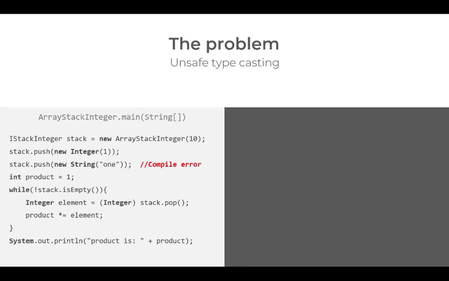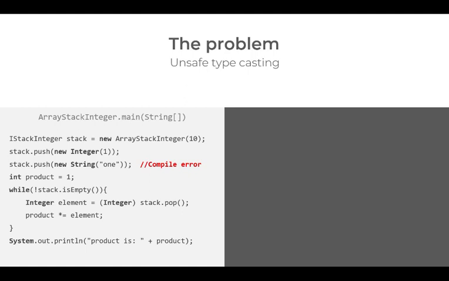So let's look at an example of using these two classes, the arrayStackInteger to start with. For example, I want to create an arrayStackInteger of size 10, and I'm going to push an integer in the first one, and then in the second one, I try to push a string. And here the compiler is going to help me. It's going to tell me there is an error. So I will have to change that line to be able to run it. Then in the while loop, assuming that I removed my compilation error, what I need to do is to convert the stack pop into an integer.